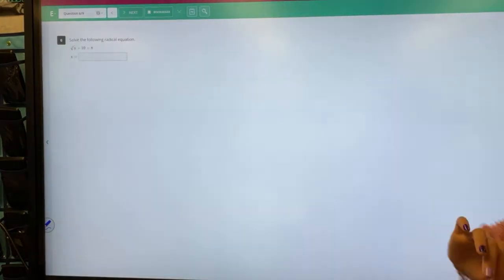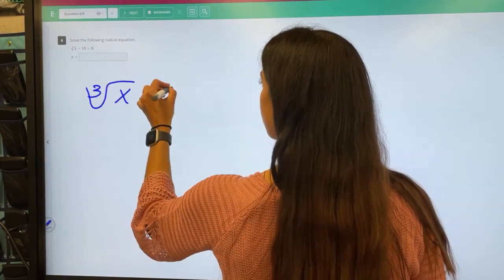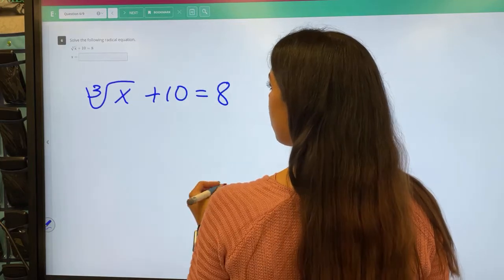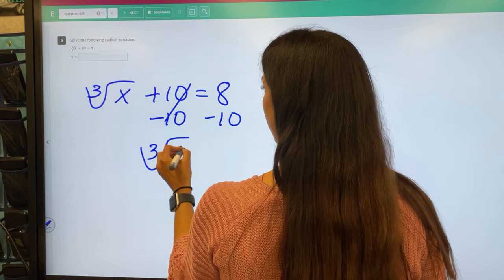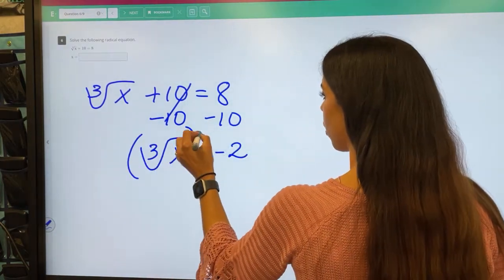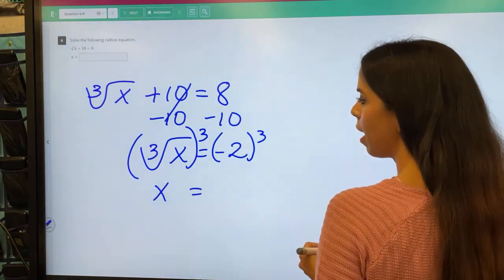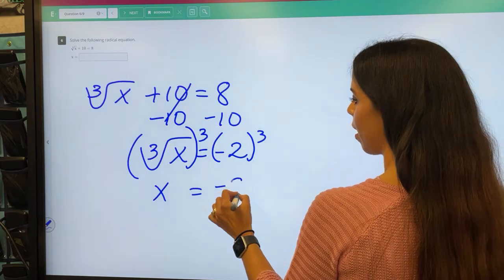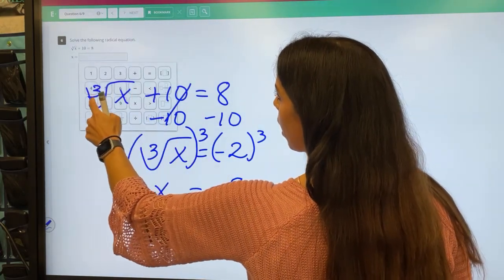And next. Number 6 says solve the following radical equation. So we have the cubed root of x plus 10 equals 8. Subtract 10. Cubed root of x equals negative 2. Then we have to undo that radical. So we're going to have to cube it because it's a cubed root. Poof, x gets to come out. Negative 2 times negative 2 times negative 2 is negative 8. So x equals negative 8.